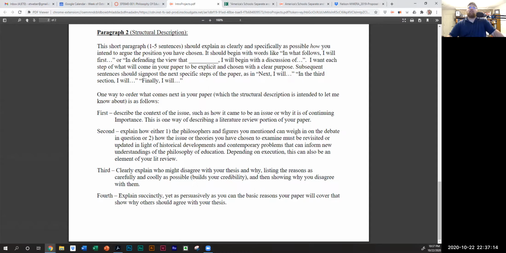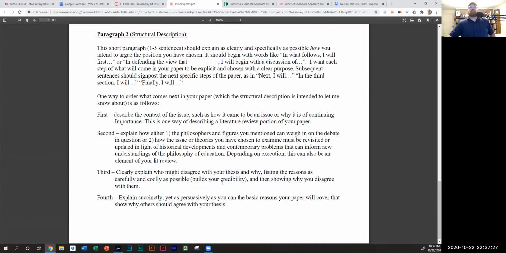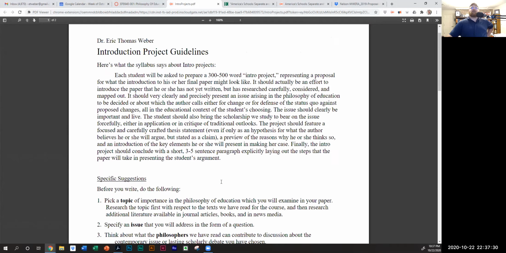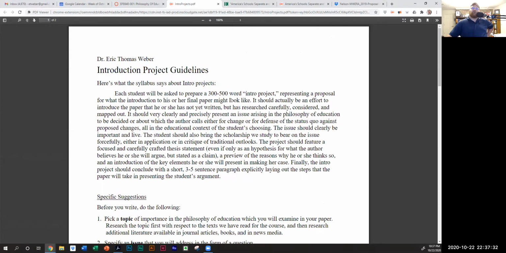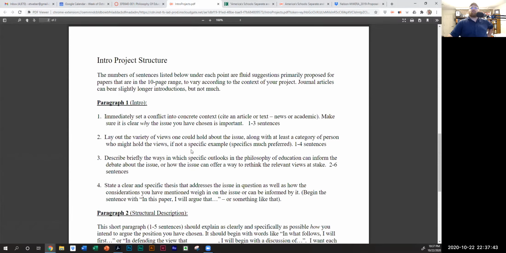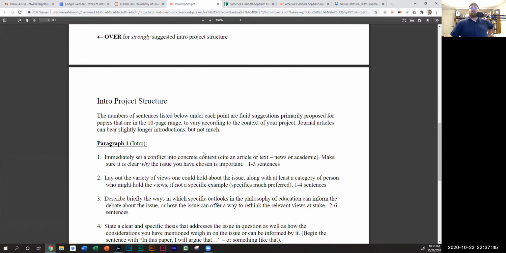Okay. And then fourth, explain as succinctly yet persuasively as you can the basic reasons your paper will cover that show why others should agree with your thesis. That's what goes into an intro project. Now, this is 300 to 450 words. It's hard, or 300 to 500 words. A double-spaced page should be about 300 words. So it's 1 to 2 pages, a little bit less, hopefully, than 2 pages. And so that is what goes into an intro project.